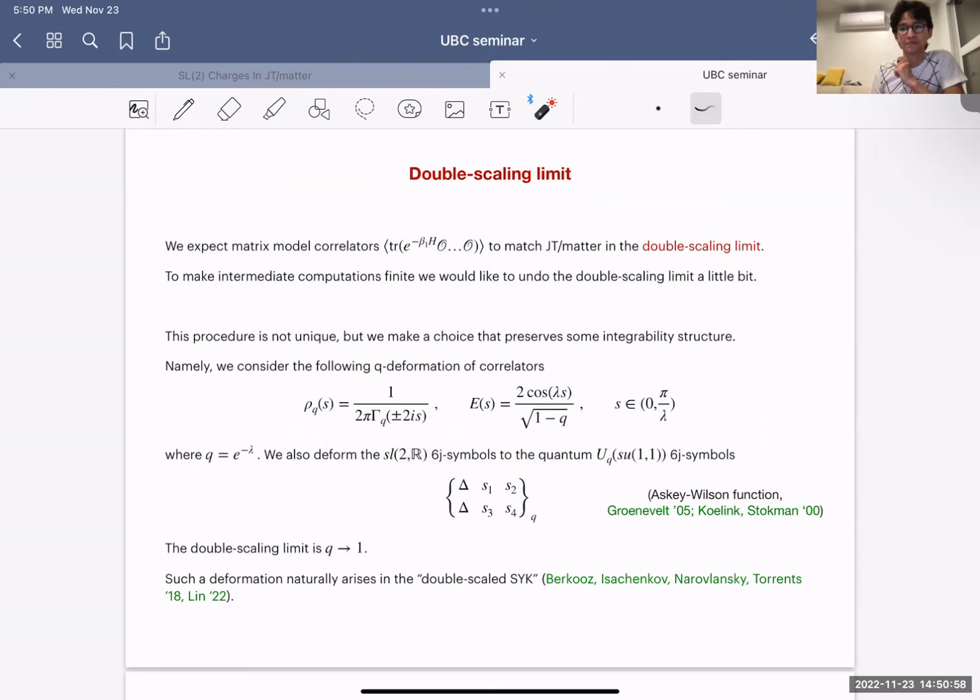Another way, which is maybe even more interesting physically, is to ask what actually happens in double scaled SYK. Do you actually get some chord diagram rules like this in double scaled SYK, or in SYK in some way? Maybe that's what you are getting at more.